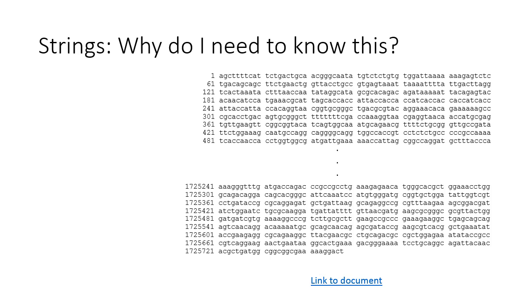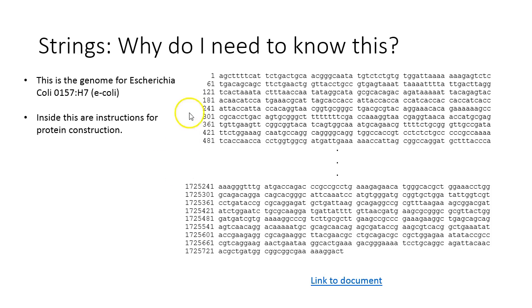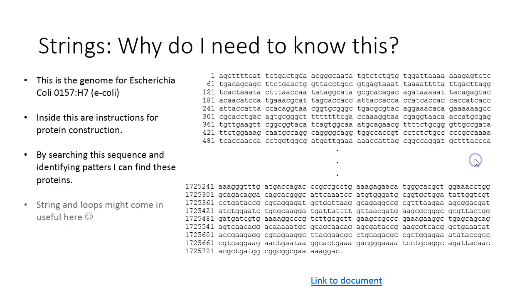What this represents is the genome for essentially E. coli. If we look at this, it's a number of nucleotides. Here they all are. And inside here, there are instructions for protein construction. If I can find that, I can do all sorts of neat things. By searching the sequence and identifying patterns, I can find them. And that's where strings and loops might come in useful. People actually write programs to do this.